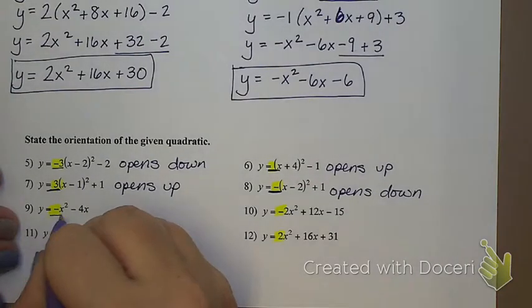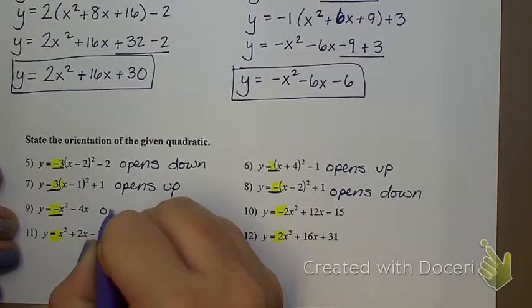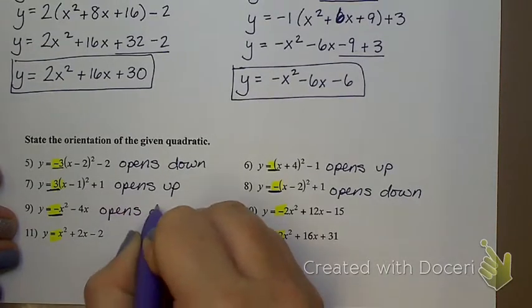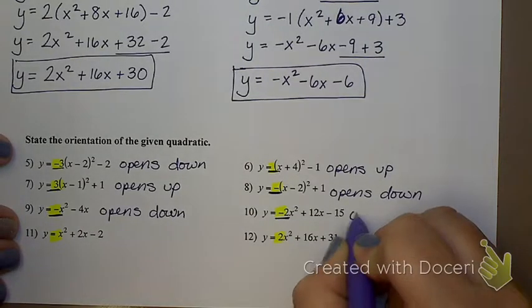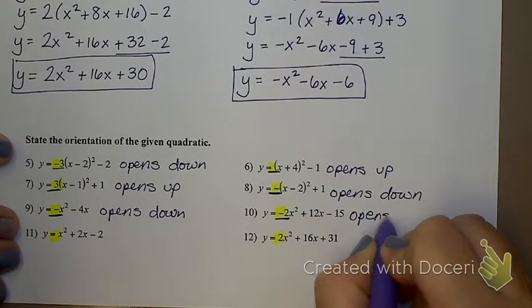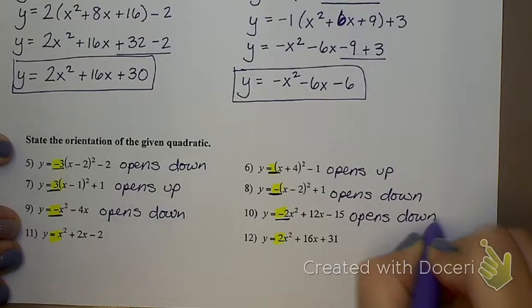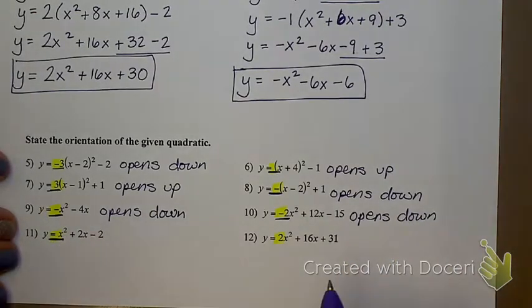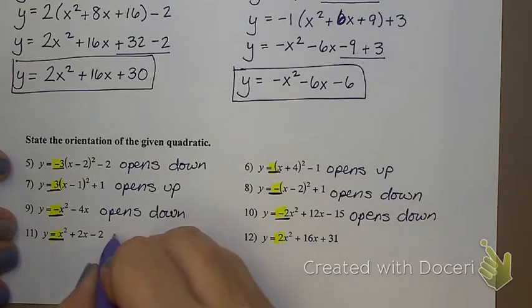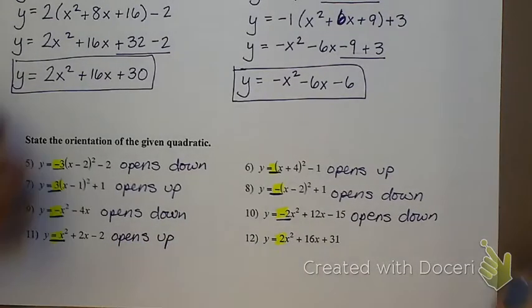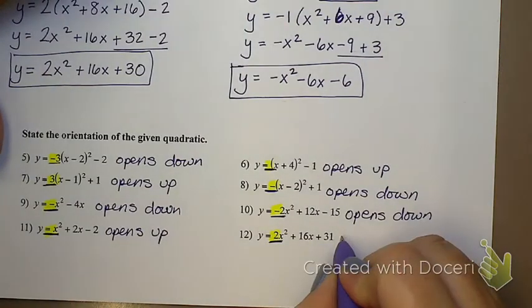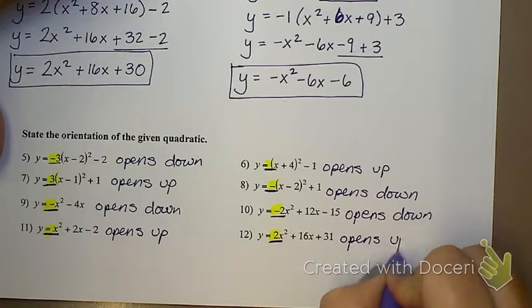We have a negative number here. This one should say it opens down. We have another negative number, so this one also opens down. What about this one? There's nothing in front, so it's a positive, which means it opens up. And then finally here I have a +2. Since it's positive, this one also opens up.